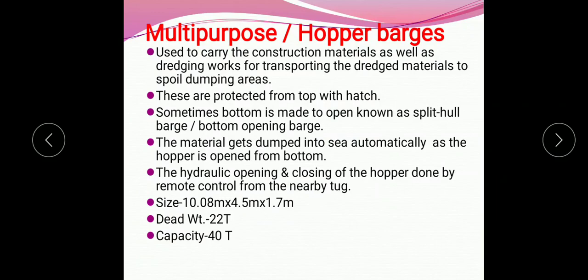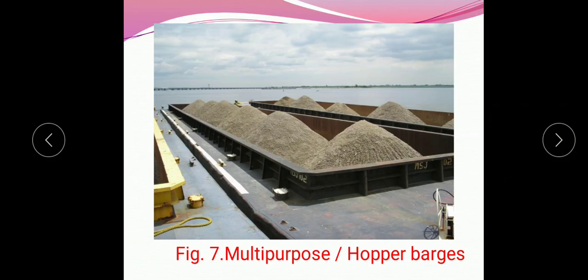The size available is about 10.08 meter by 4.5 meter by 1.7 meter. These types of barges have very less dead weight, that is 22 ton only, and the capacity is also very less, that is 40 tons. So here we can see the multiple hopper barges. Here the dredged material is stored here, that is, this is a hopper, and this platform is taken to the dumping area.